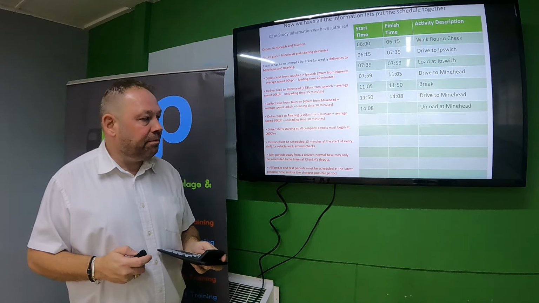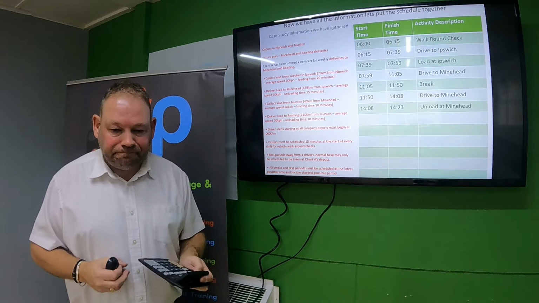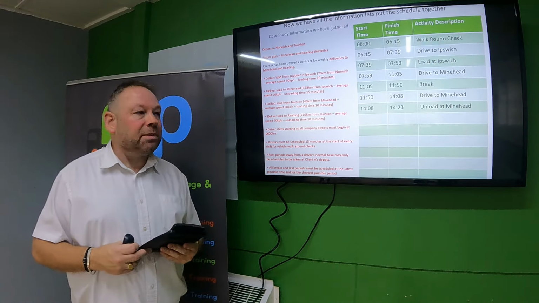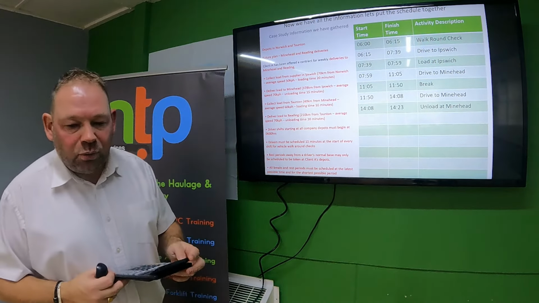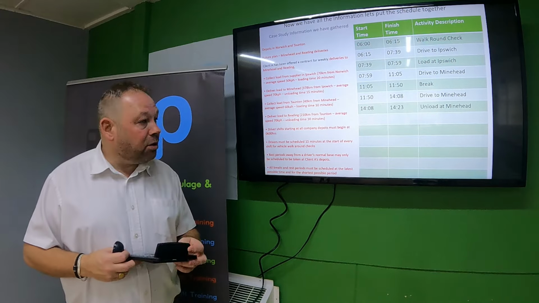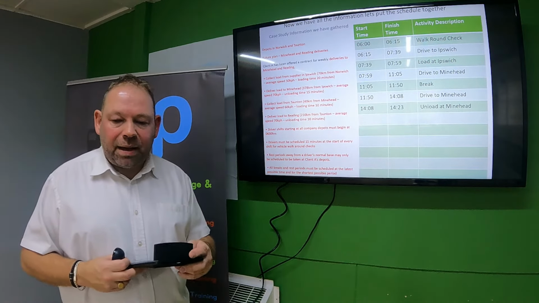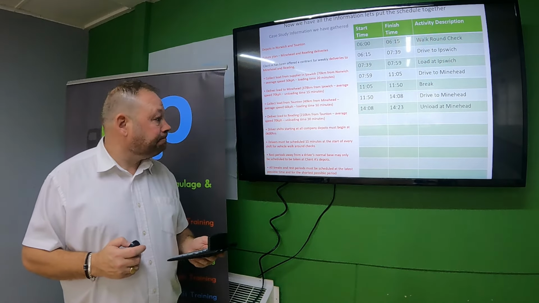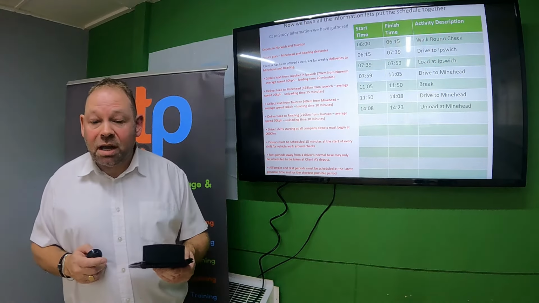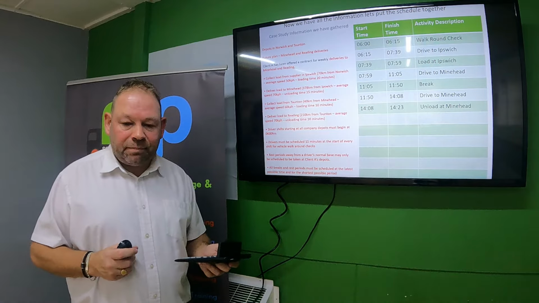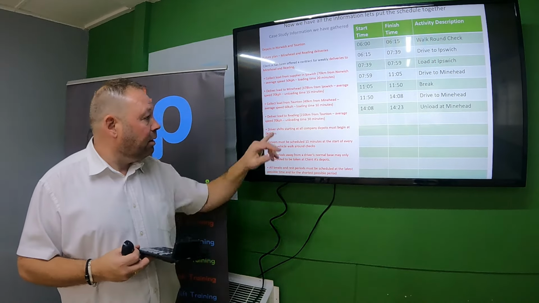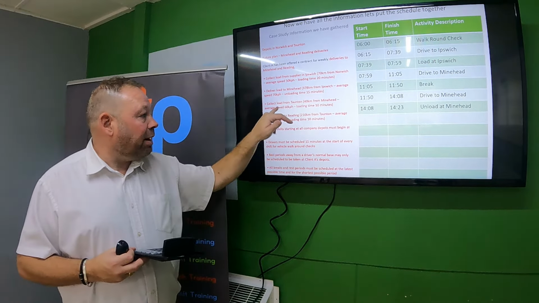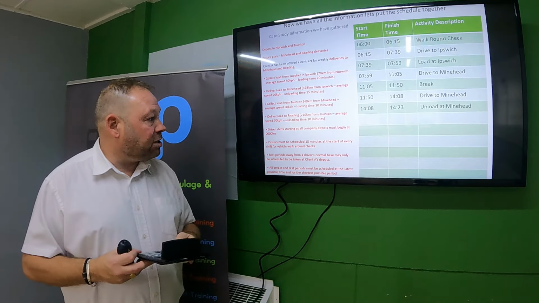Unload at Minehead to 14:23. Right, so at 14:23 we're now ready to leave Minehead and go off to Taunton. So Minehead to Taunton, 40 kilometres from Minehead, 60 kilometres per hour.